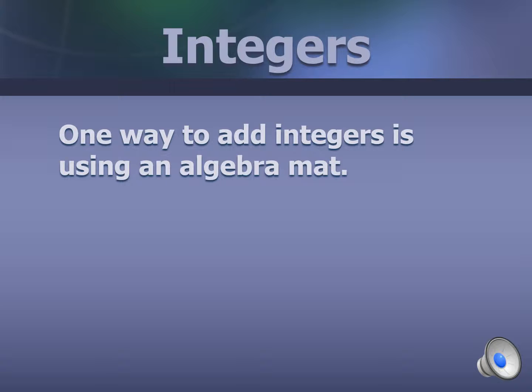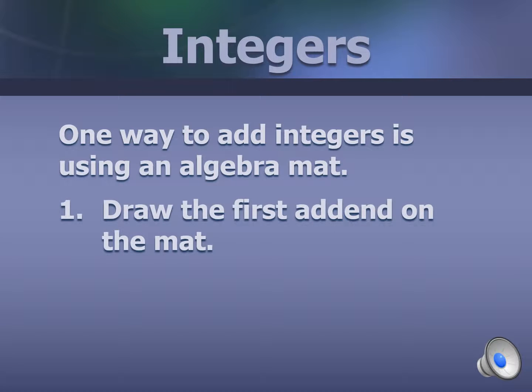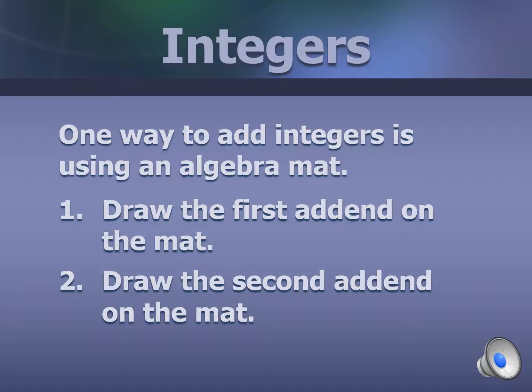In order to use an algebra mat, the first thing we would do is draw the first addend on the mat. Go ahead and write that down. I know that might not make sense to you right at this moment, but just write it down, and in just a minute you're going to see what I mean. The second thing is you're going to draw the second addend on the mat.